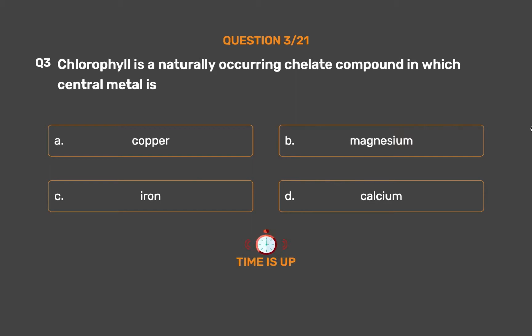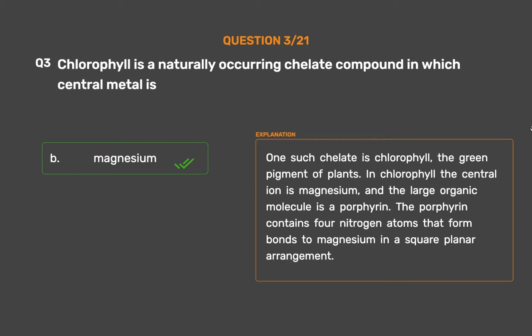The correct answer is Option B. Magnesium. One such chelate is chlorophyll, the green pigment of plants. In chlorophyll the central ion is magnesium, and the larger organic molecule is a porphyrin. The porphyrin contains 4 nitrogen atoms that form bonds to magnesium in a square planar arrangement.